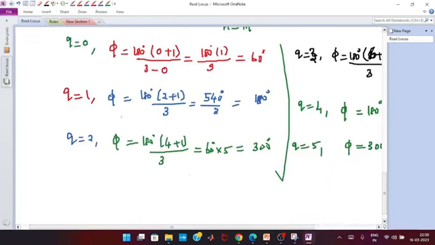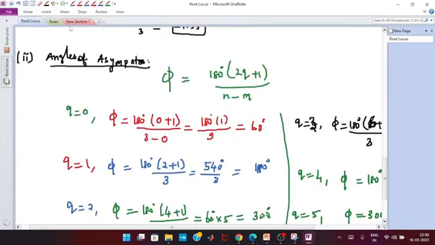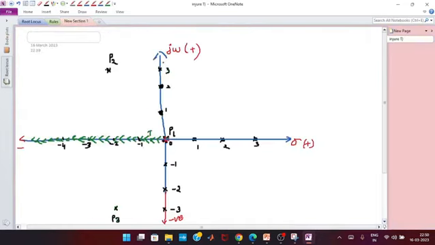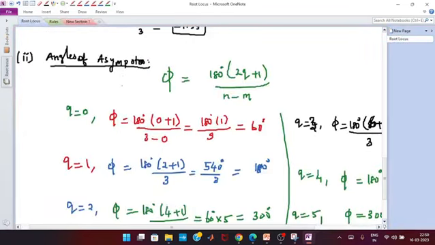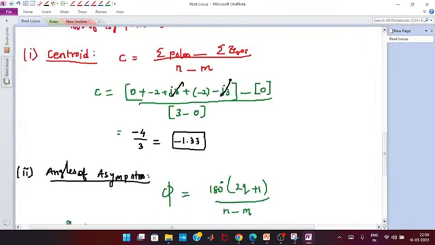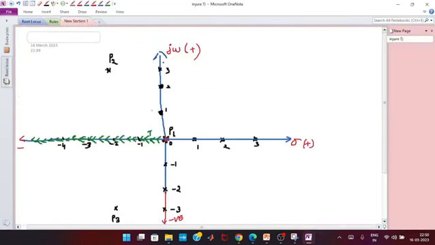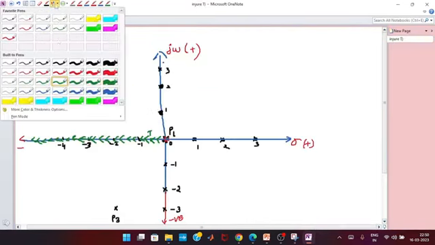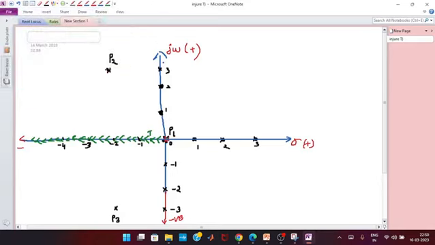So now, after finding this, you will try to plot those points in the graph, right? So this is our graph. Now, what is a centroid? Centroid is nothing but the central point of your asymptotes, right? Minus 1.33, where that point could be, that point may be minus 1 and minus 3. So can I assume here minus 1.33? This is the point. From this point, you have to mark the asymptotes, right?